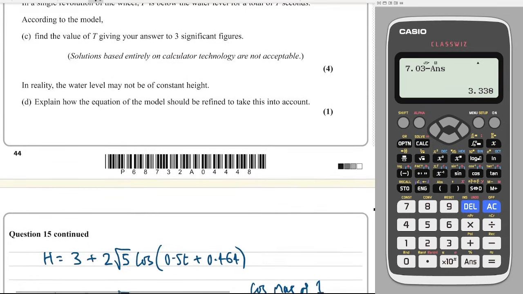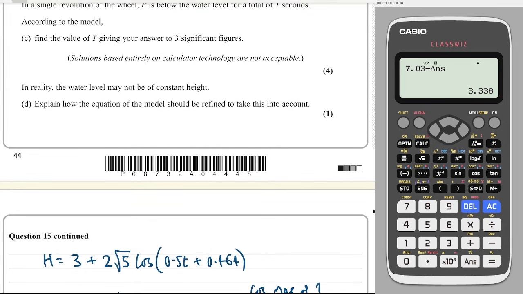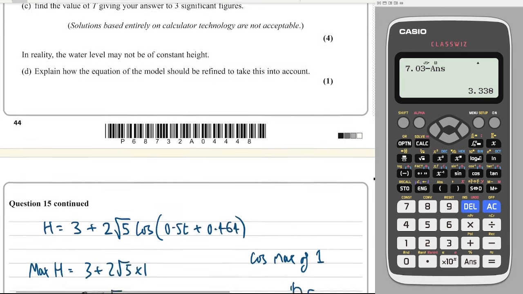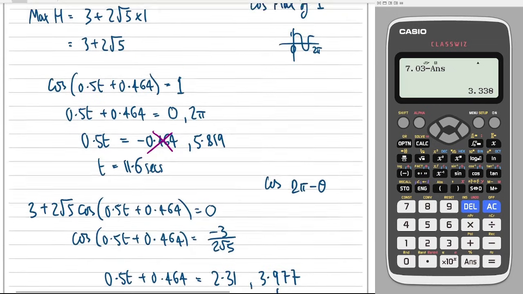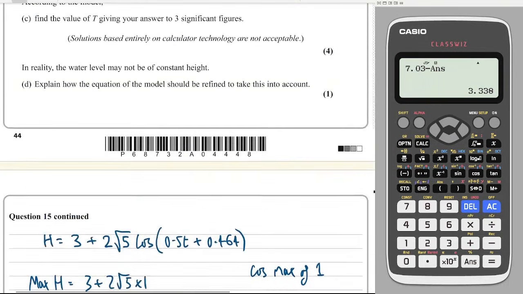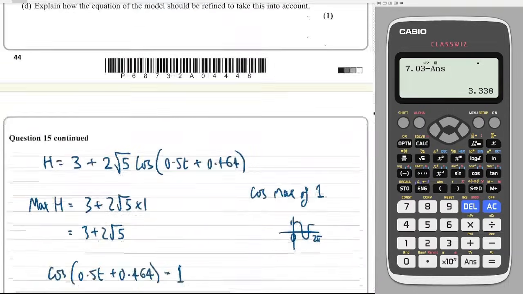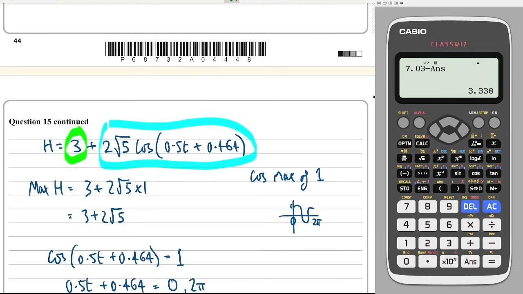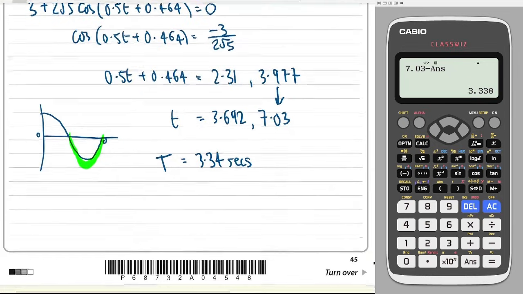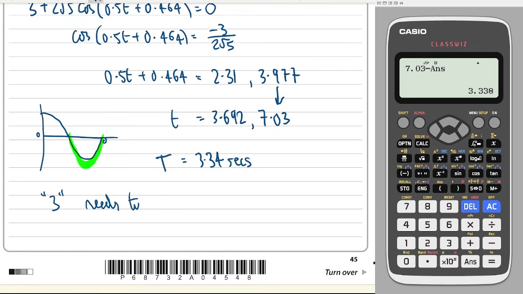And the last question asked me to explain that in reality the water level may not be constant. Okay, so if the water level is not constant, then where is my formula? Sorry, yes, my formula here. If it's not constant, well, all of this varies with time, but the 3 sort of stays constant. But if the water level is not constant, then this would also need to vary. So I would say that the 3 value needs to vary.